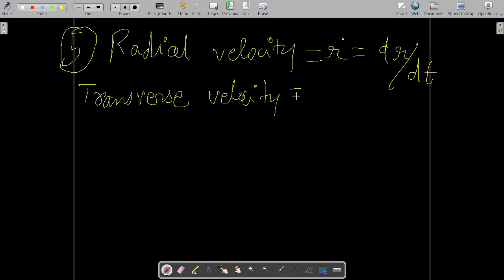Transverse velocity is equal to r theta dot, which is basically r d theta by dt. These r and these r are the same. Do not consider them to be different. Sometimes I write it one way, sometimes another way. Both are the same, no difference between them.